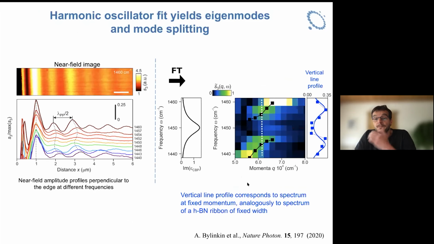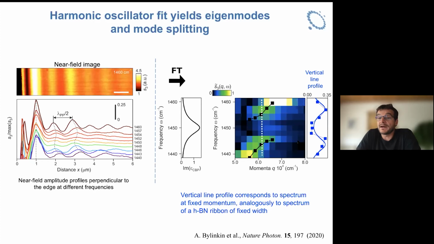On the other side, we can analyze this data by extracting line profiles in the vertical direction at a fixed momentum. And this actually would correspond to an experiment that we would make with ribbons of a given width. So we fix here the momentum. And if we analyze that, then we see that instead of a single peak, we get two peaks, which reminds us very much of the far-field experiment that we did before.